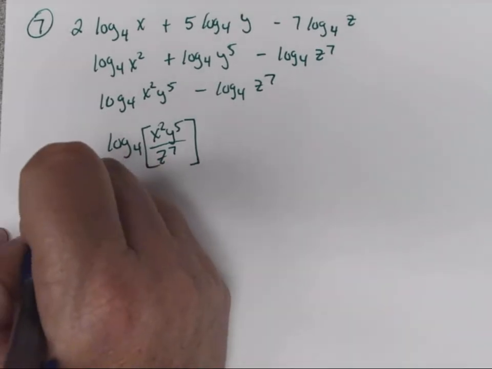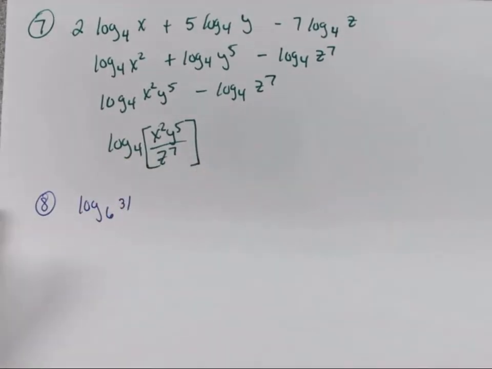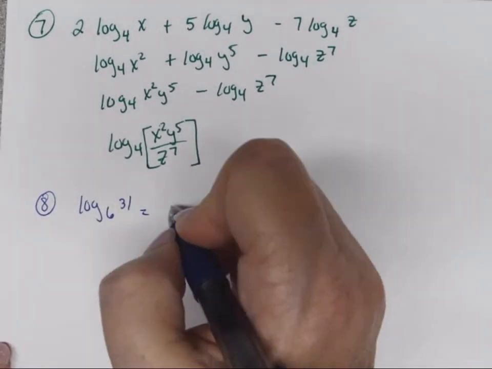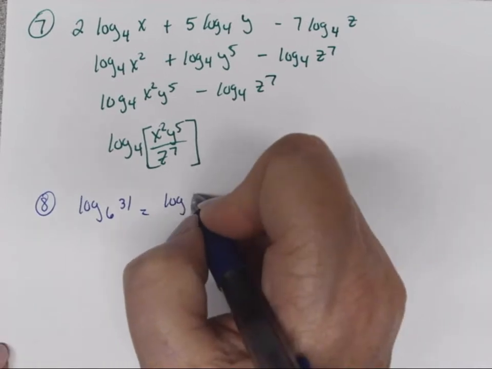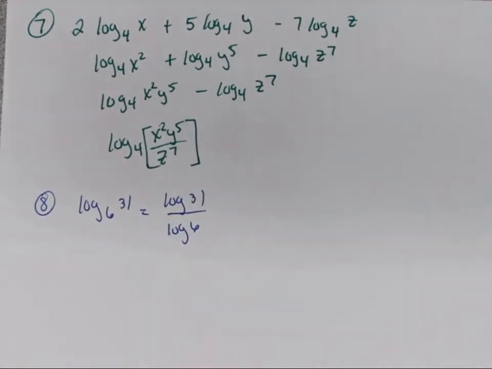All right, number 8, we need to do change of base. So log base 6 of 31. So we're going to use common or natural logs in a calculator to evaluate the following logarithmic expression to 4 decimal places. Show work. Basically this is log 31 over log 6. It's the change of base, so that way the calculator recognizes what you're doing.